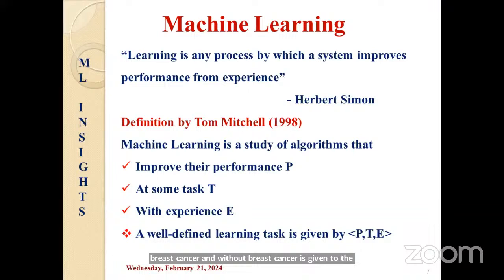So any machine learning algorithm has to target these three parameters: performance, task, and experience. Again, I'll repeat: performance is the accuracy or efficiency of the model that is built. Task is the focus you are going to make out of it. And experience is the data you are giving, right?